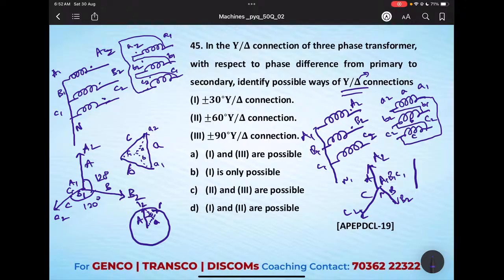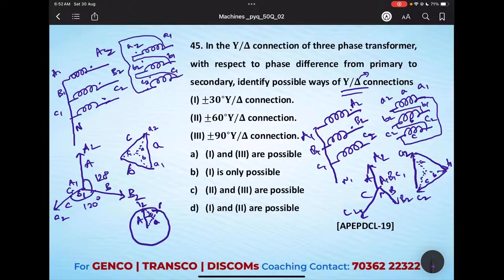This is one phasor, this is second phasor, this is third phasor. This is A2, B2 and C2. If you convert the delta to star, it will come like this: A, B, C. Why do you need to represent in star? To compare the primary to secondary phase displacement, both need to be either in delta or in star connection.